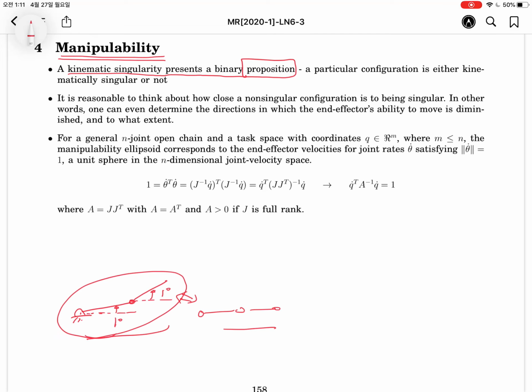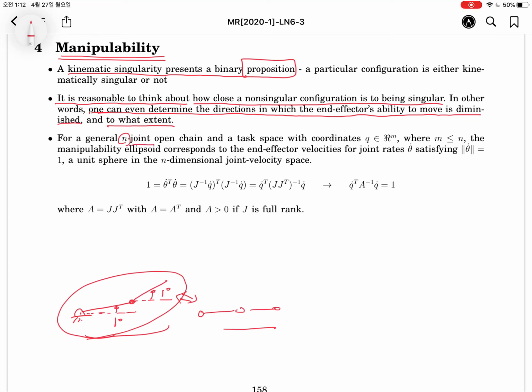This kind of configuration looks like singular, near the singular, is it right? Okay, so it's very reasonable to think about how close a non-singular configuration is to being singular. In other words, we can even determine the direction in which the end effector's ability to move is diminished, or to what extent. Okay, the manipulability shows or suggests how close the posture is to the singular configuration. How close? Okay, so the manipulability can be used as a measure to determine how close it is to the singular configuration.